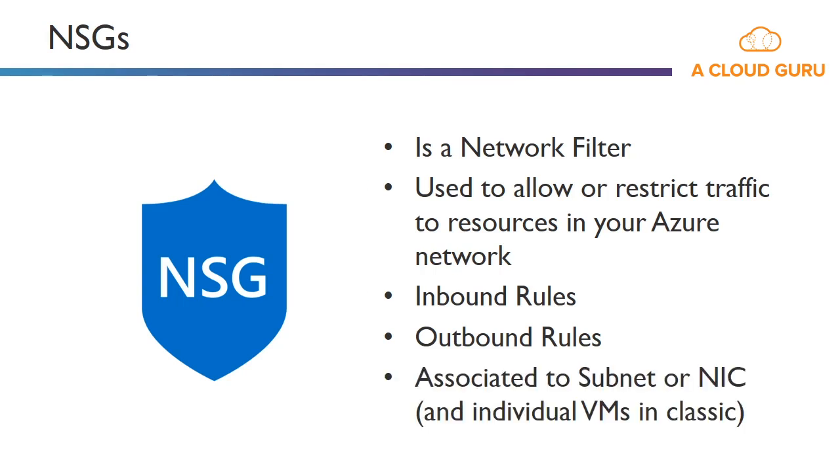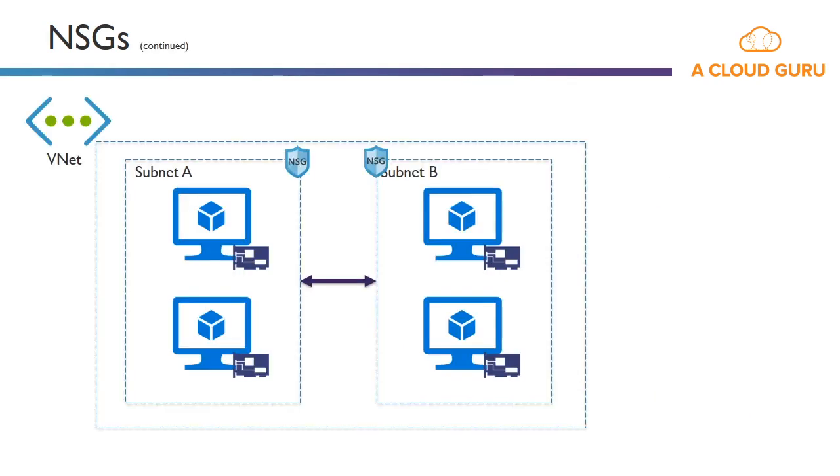And finally, they can be associated to a subnet or a network interface card, and it's very important, something I'll reinforce over and over throughout the section. Finally, it is worth noting that in classic Azure, you were able to associate NSGs with the virtual machine itself, but that changed under the ARM model, and now you've got the network interface card and the subnet that you can associate with.